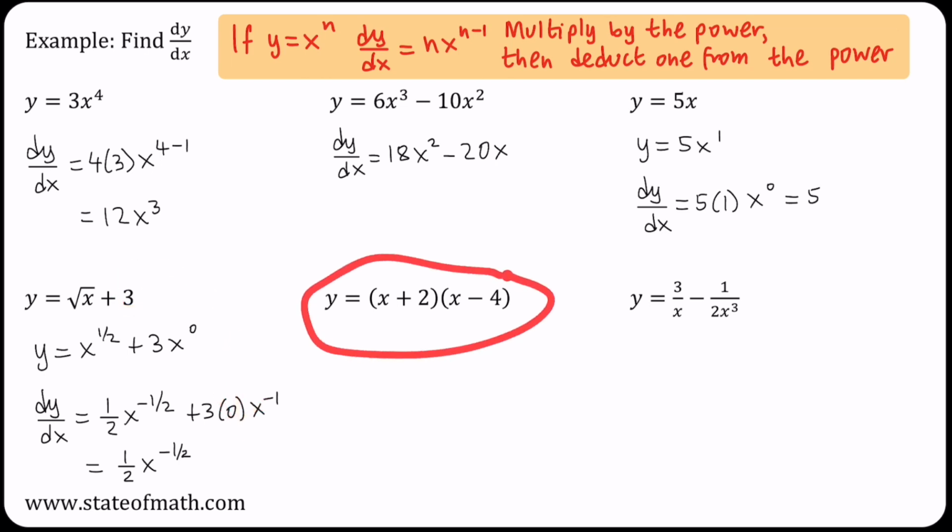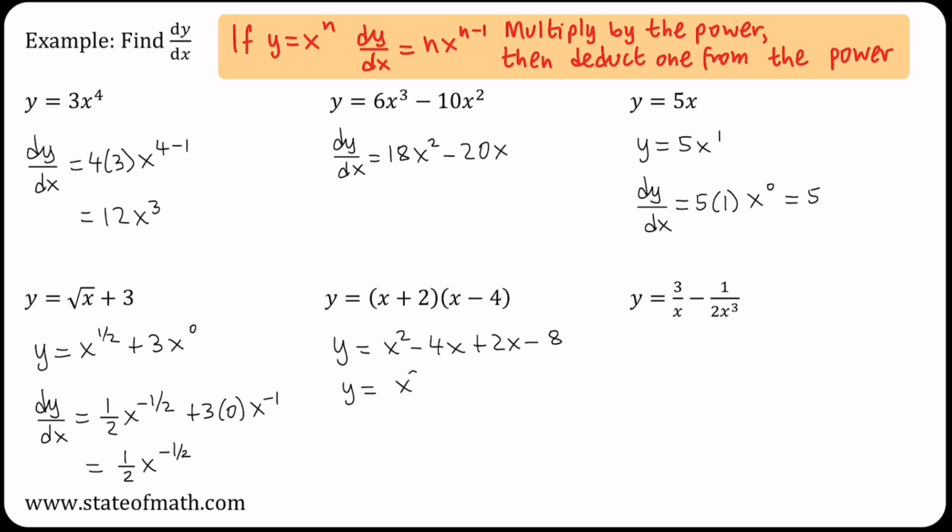So the derivative of 3 and actually any constant will simply be 0. In y is x plus 2 times x minus 4, I will have to start by expanding. So I say that y is x squared minus 4x plus 2x minus 8. I will collect like terms to get x squared minus 2x minus 8. And so dy/dx will be 2x minus 2. The derivative of negative 8 is simply 0, as we said before.